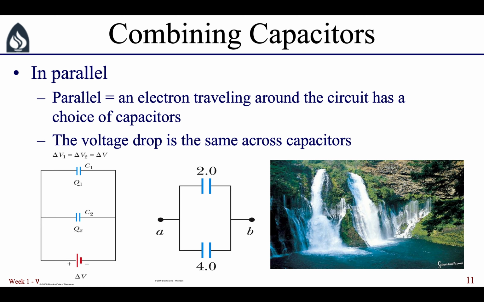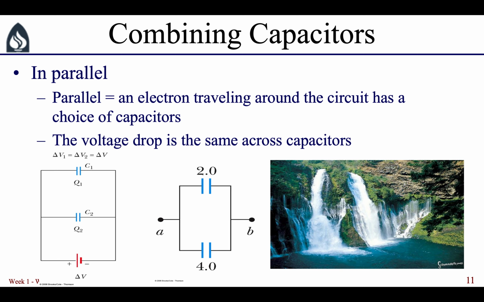Often we will need to analyze circuits that have more than one capacitor in them. Multiple capacitors are often used because capacitors aren't made for every possible desired capacitance out there. Sometimes you may need to use multiple capacitors to achieve a desired capacitance. There are two basic ways in which capacitors can be combined.